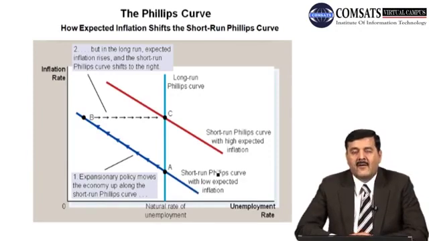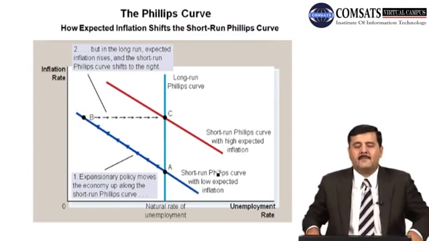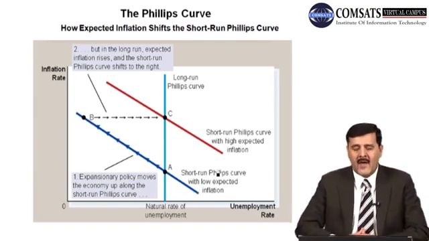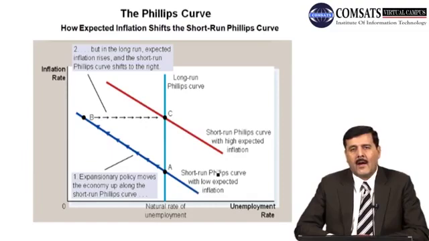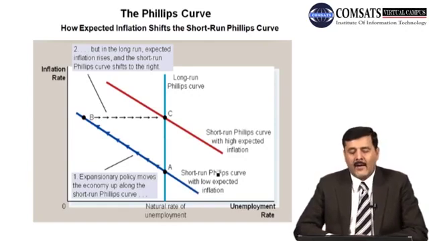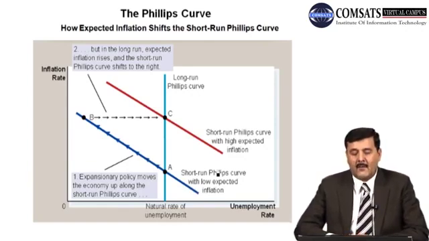Now we'll try to explain how expected inflation shifts the short-run Phillips curve with the help of this diagram. If you look at this diagram, on the y-axis we are measuring inflation rate, on the x-axis we are measuring unemployment rate. We have the short-run Phillips curve and the long-run Phillips curve. The short-run Phillips curve with low expected inflation is the blue line, and the long-run Phillips curve is the green line. Both of these curves intersect at point A.